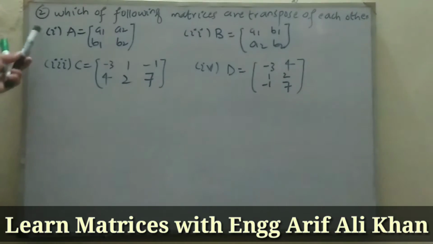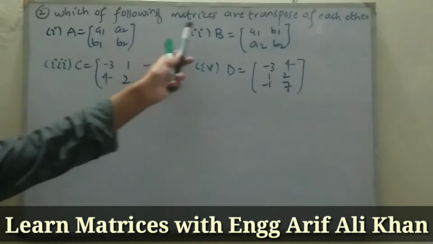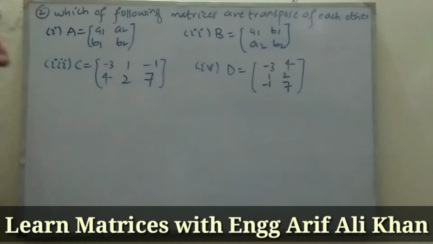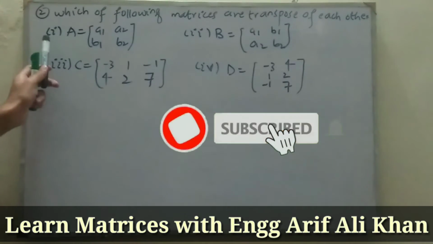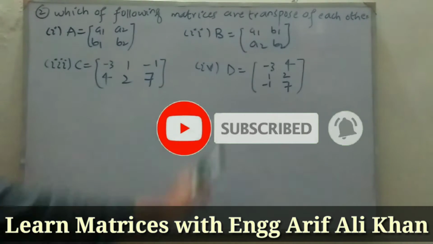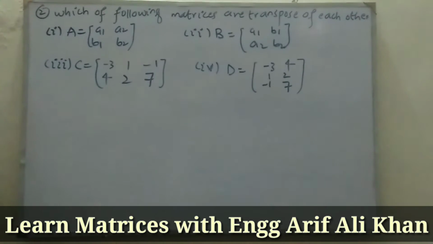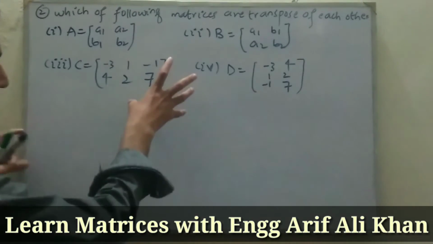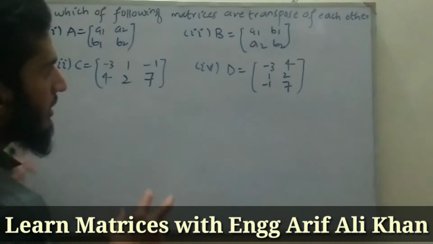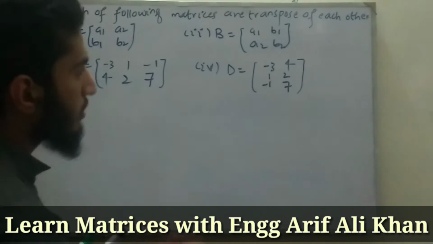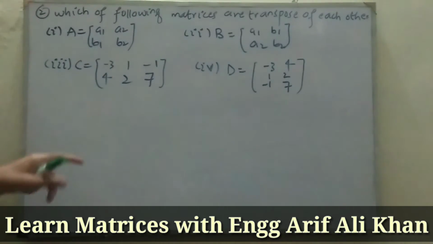Now move to the question number 2. It tells which one of the following matrices are transpose of each other. We have given 4 parts, 1, 2, 3 and 4. Over here there are 4 different matrices, and the question asks which 2 matrices are the transpose of each other. So out of these 4 matrices, 2 and 2 matrices will be the transpose of each other. So let's check out the first and second matrix.